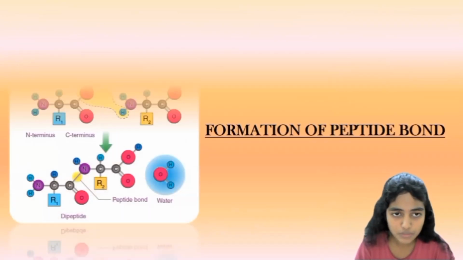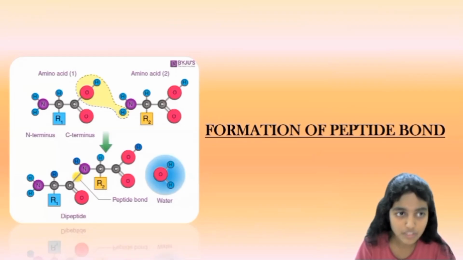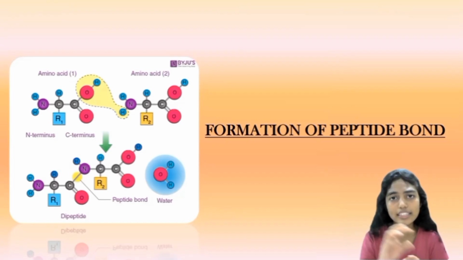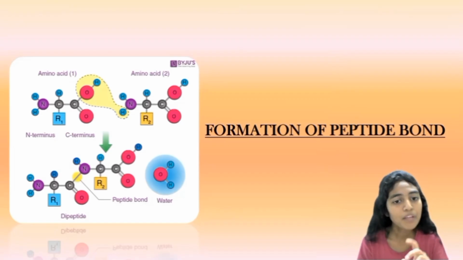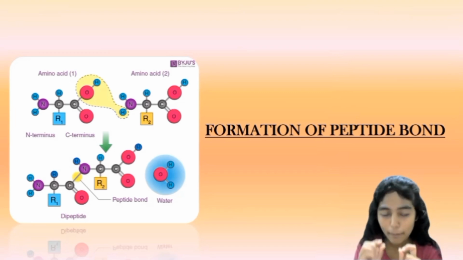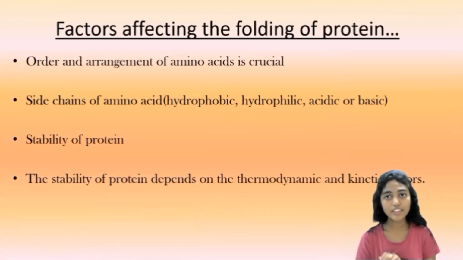Now let's understand how this formation of peptide bond is done in proteins. Basically, there are two amino acids, out of which the amino group and the carboxyl group are going to release out the water molecule. Okay, and this water molecule will say bye bye to that protein, and there will be the formation of peptides.